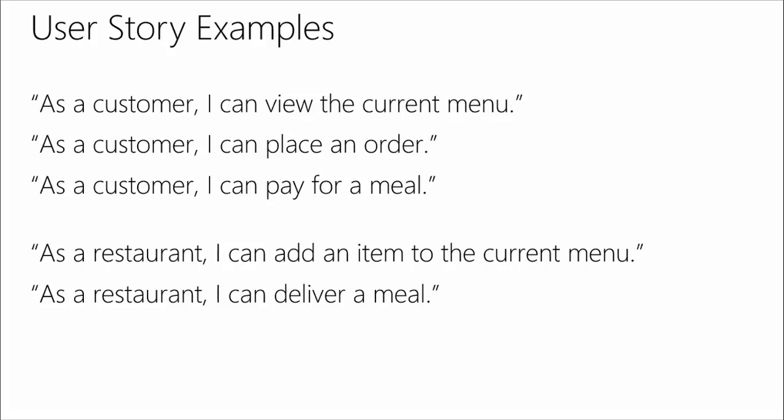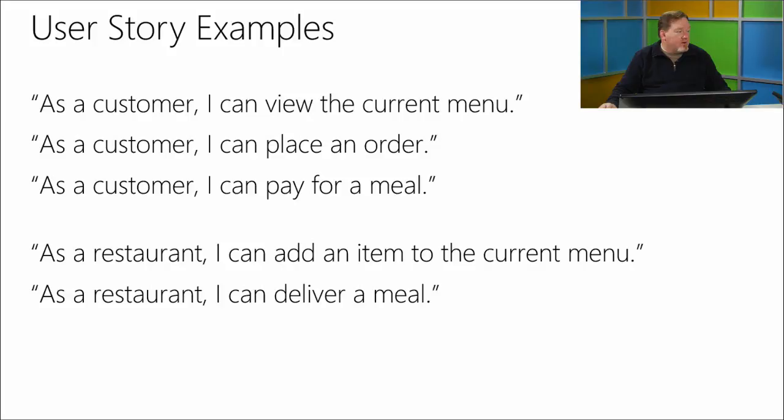Then if you think about it from a restaurant perspective, you want to add an item to the current menu. You may also want to delete an item from the current menu, but that's not in here, so we wouldn't identify that as being a part of the user story. And then also the restaurant wants to be able to deliver the meal. So those are user story examples. Very simple, very easy, but very important as you think about truly understanding the requirements of the customer.